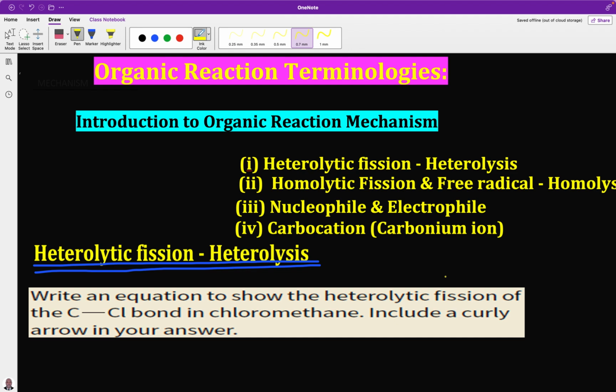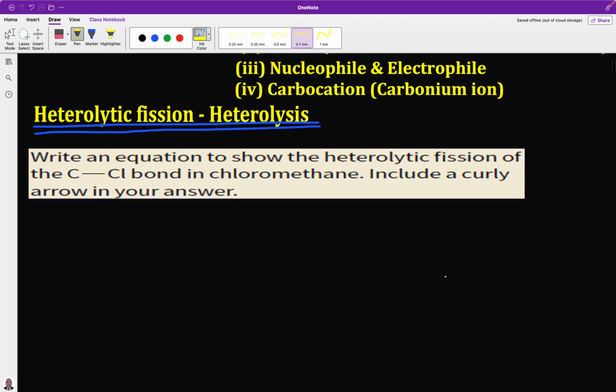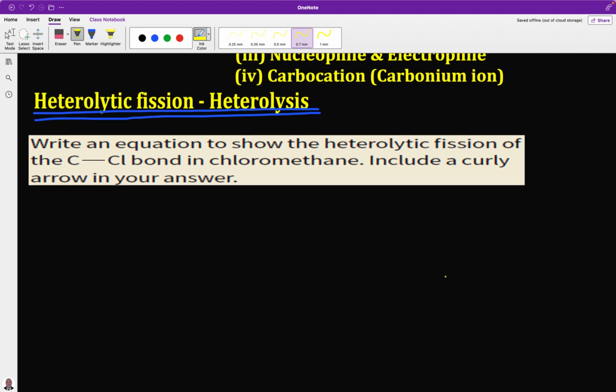What do you understand by heterolytic fission, or what is generally known as heterolysis in organic chemistry? As you know, this is an uneven breaking of a covalent bond. An uneven breaking of a covalent bond. A simple covalent bond has two electrons. They have two bonded electrons.